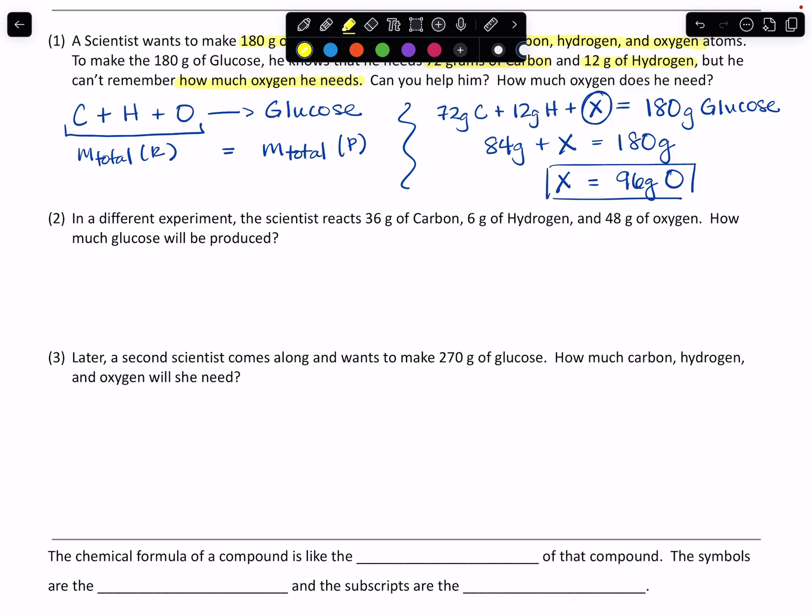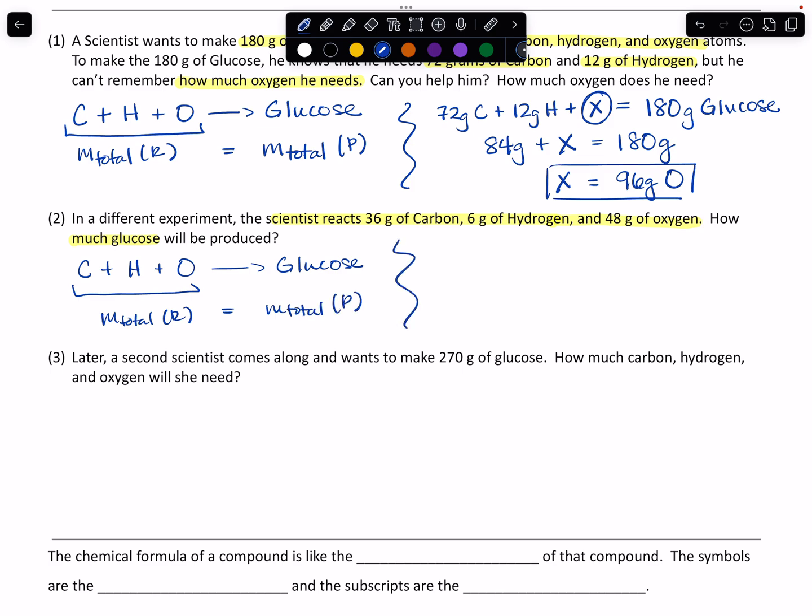In a different experiment, the scientist reacts 36 grams of carbon with 6 grams of hydrogen and 48 grams of oxygen. How much glucose will be produced? All right, so same idea as before. The carbon plus the hydrogen plus the oxygen is going to produce that glucose. So that means that the total mass of these reactants has to equal the total mass on that product side.